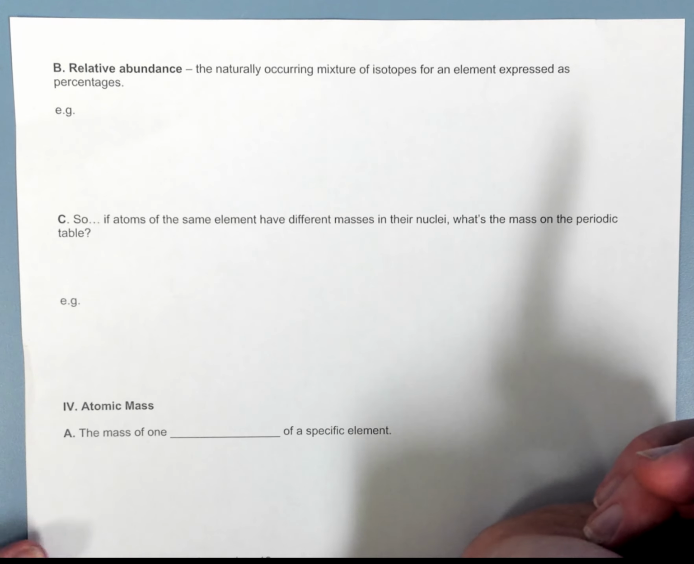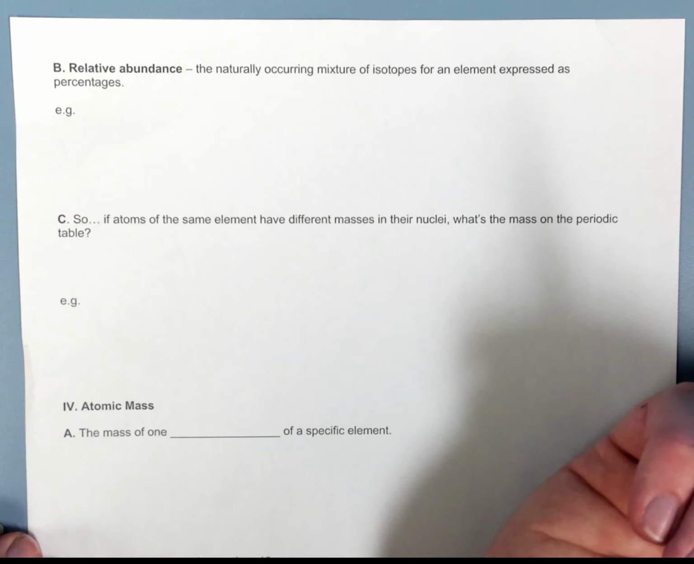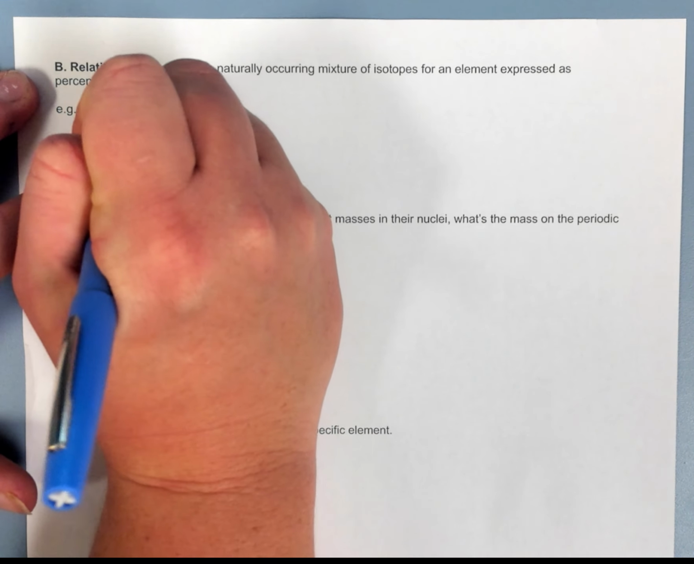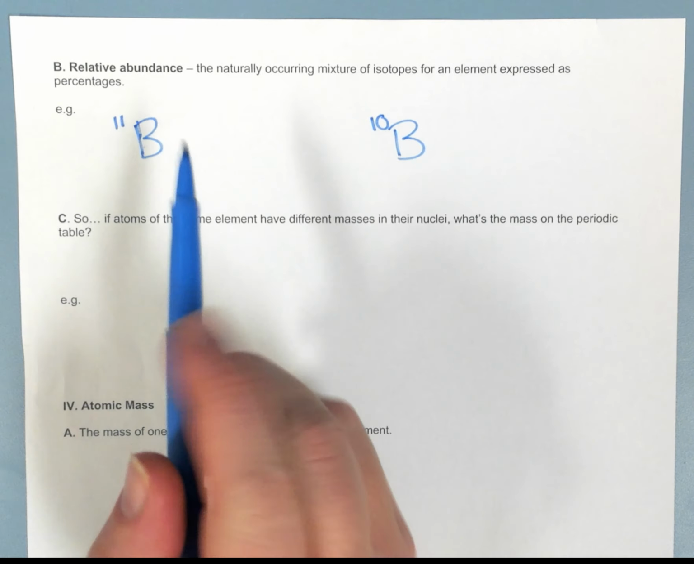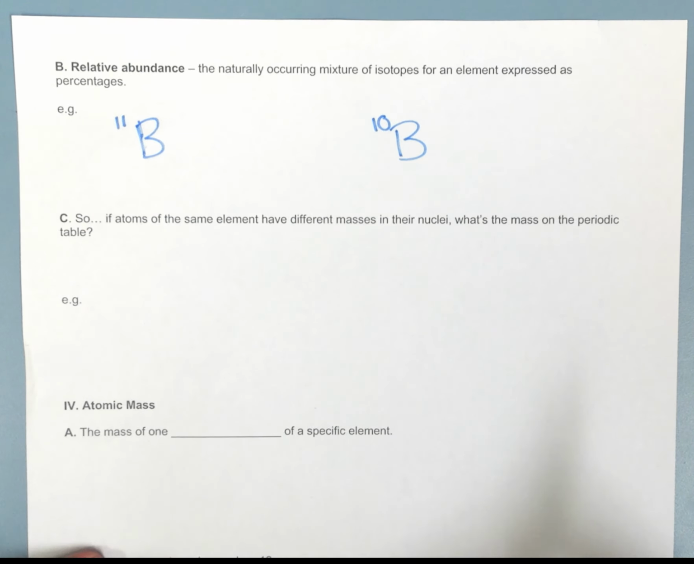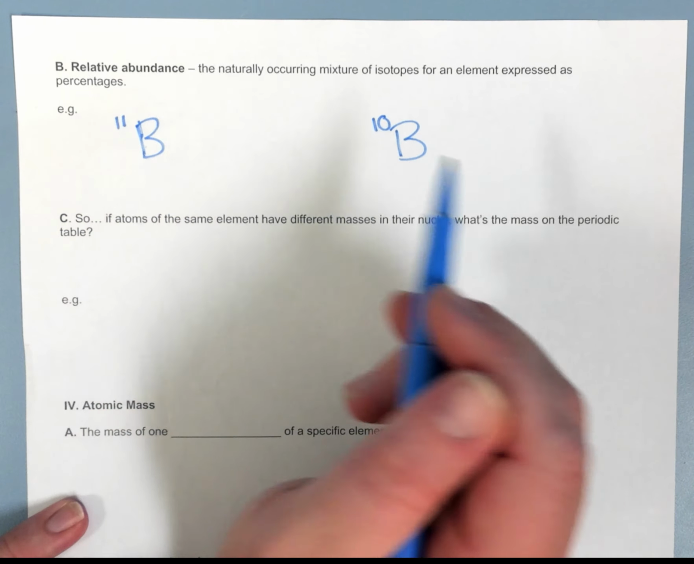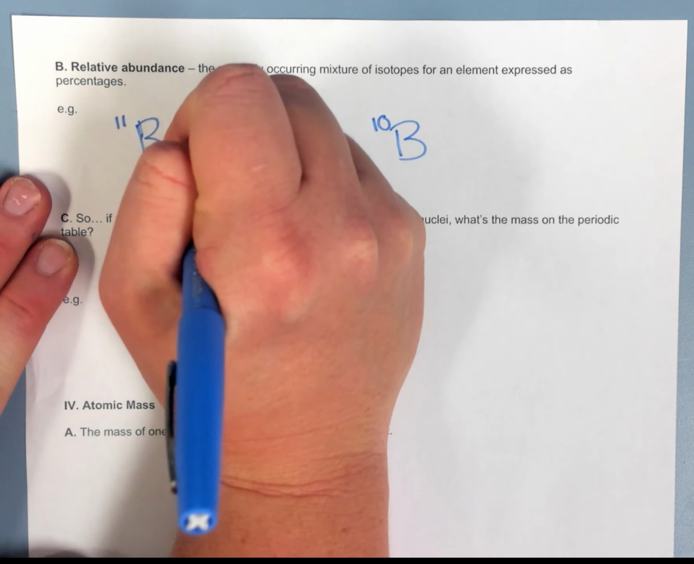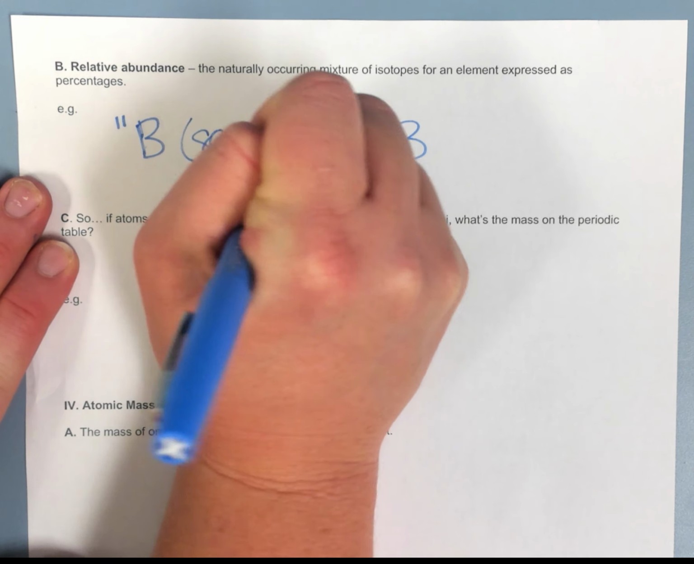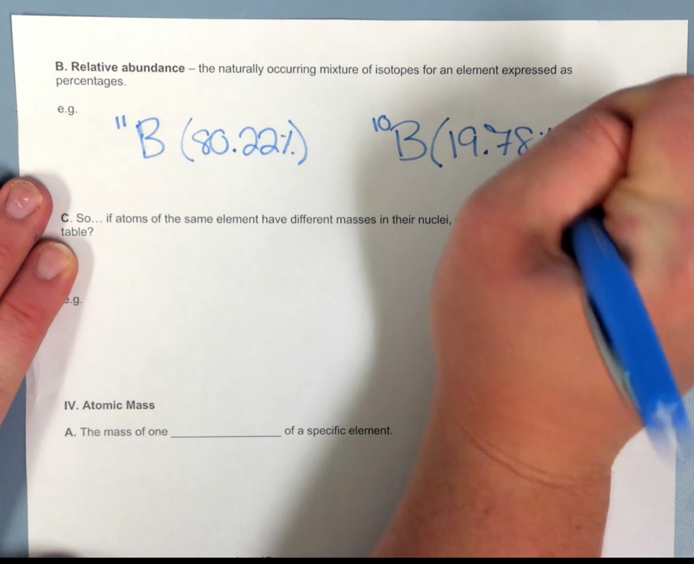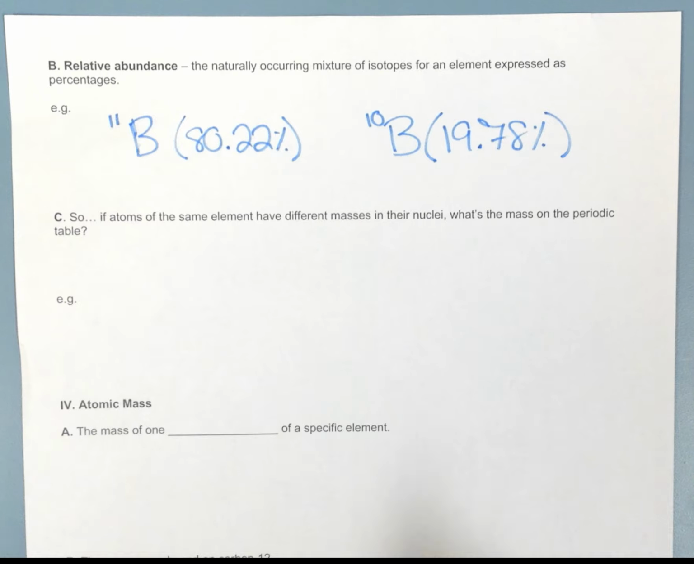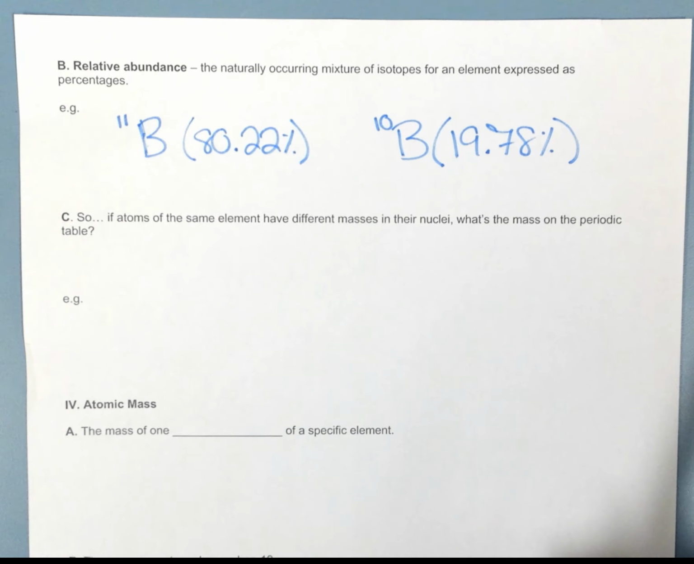expressed as percentages. So for all of the boron that exists, we have boron 11 and we have boron 10. All of the boron you can find is either boron 11 or boron 10. Relative abundance tells us that of all the boron that there is, 80.22% is boron 11 and 19.78% is boron 10. Depending on the element, we can have 2 isotopes, we could have 10 isotopes. But the main thing is our percentages are always going to add up to 100.